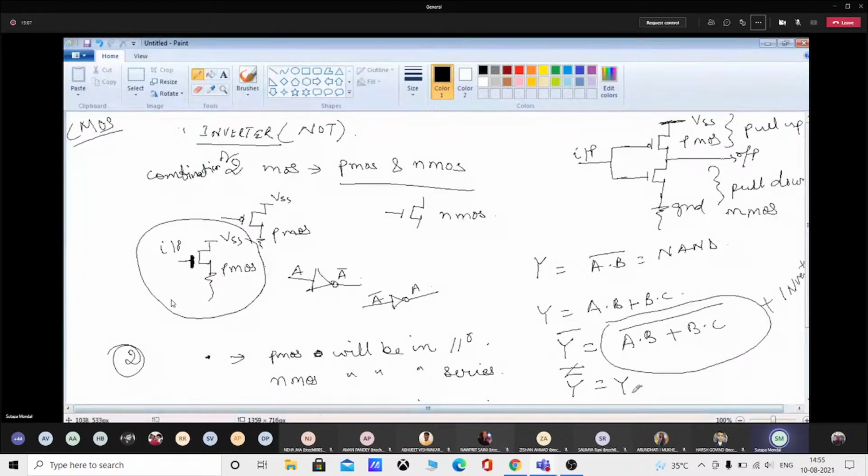So at first you have to see whether your expression has a complement or not. If a complement is not there, the first step is to complement those expressions, and after complementing those expressions you will draw that, and with that you will add an inverter.